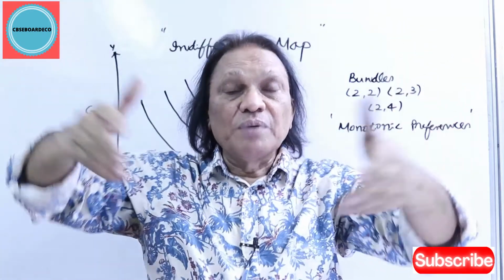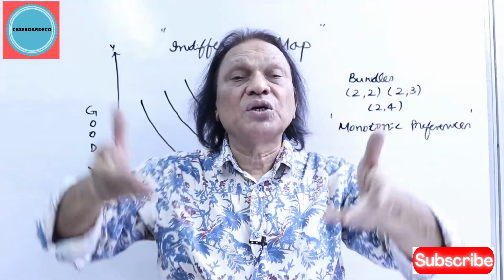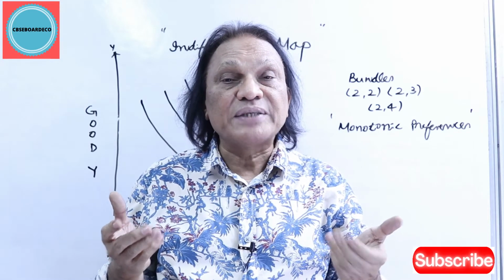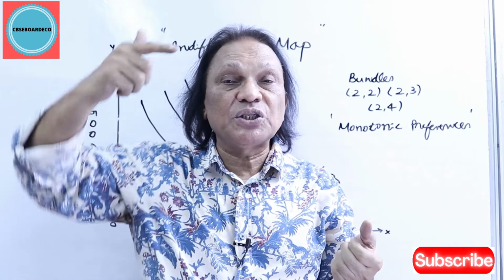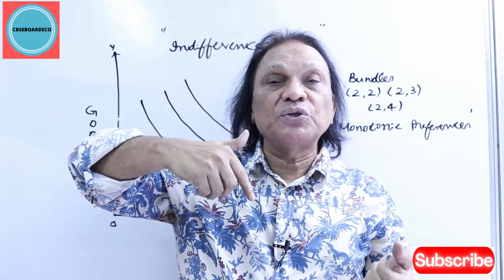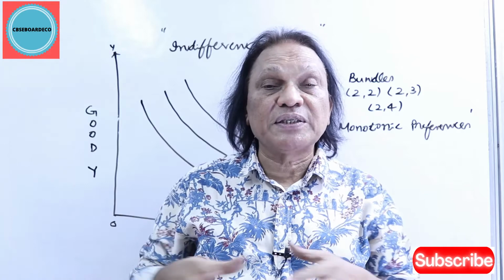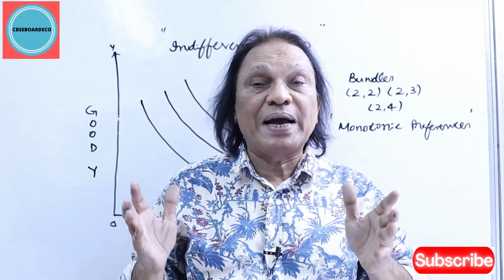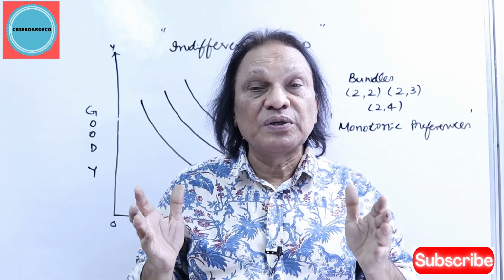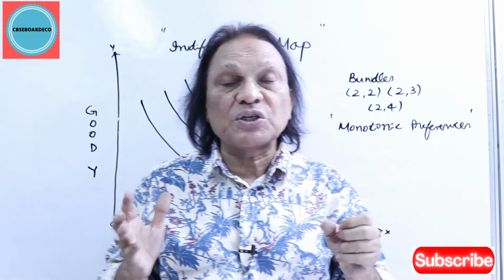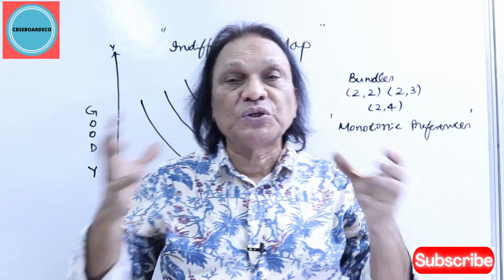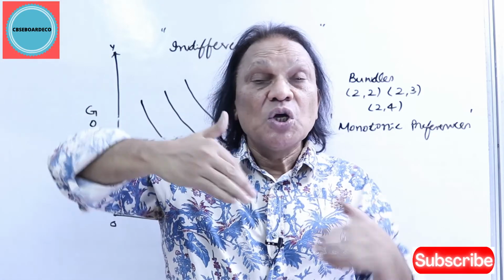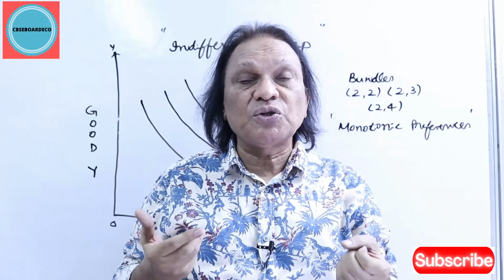IC4 will give you maximum satisfaction because you are on the topmost indifference curve. So IC2 will give you more than IC1, IC3 will give you more satisfaction than IC2, and IC4 will give you more satisfaction than IC3. What is an indifference map? An indifference map shows all the different indifference curves, showing different levels of satisfaction to the consumer.